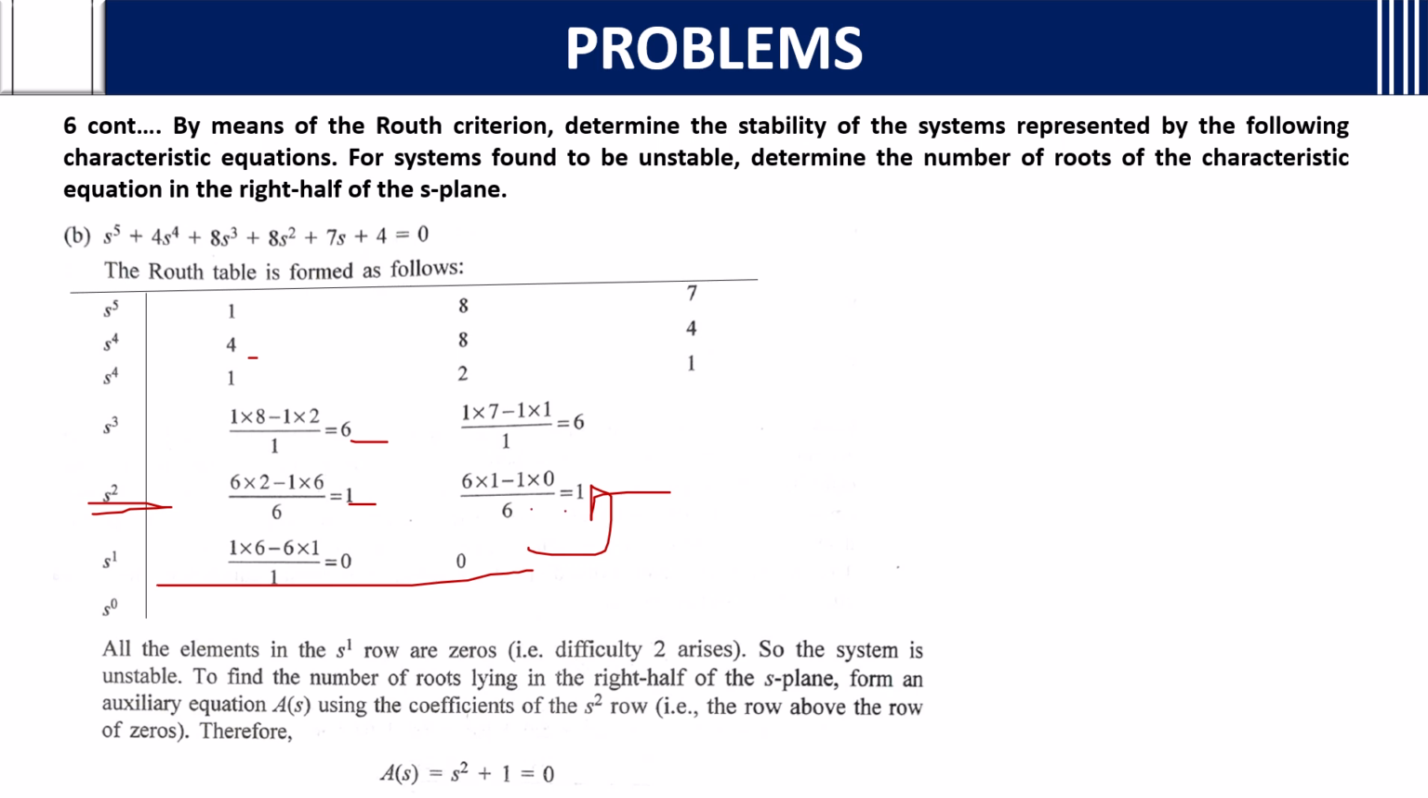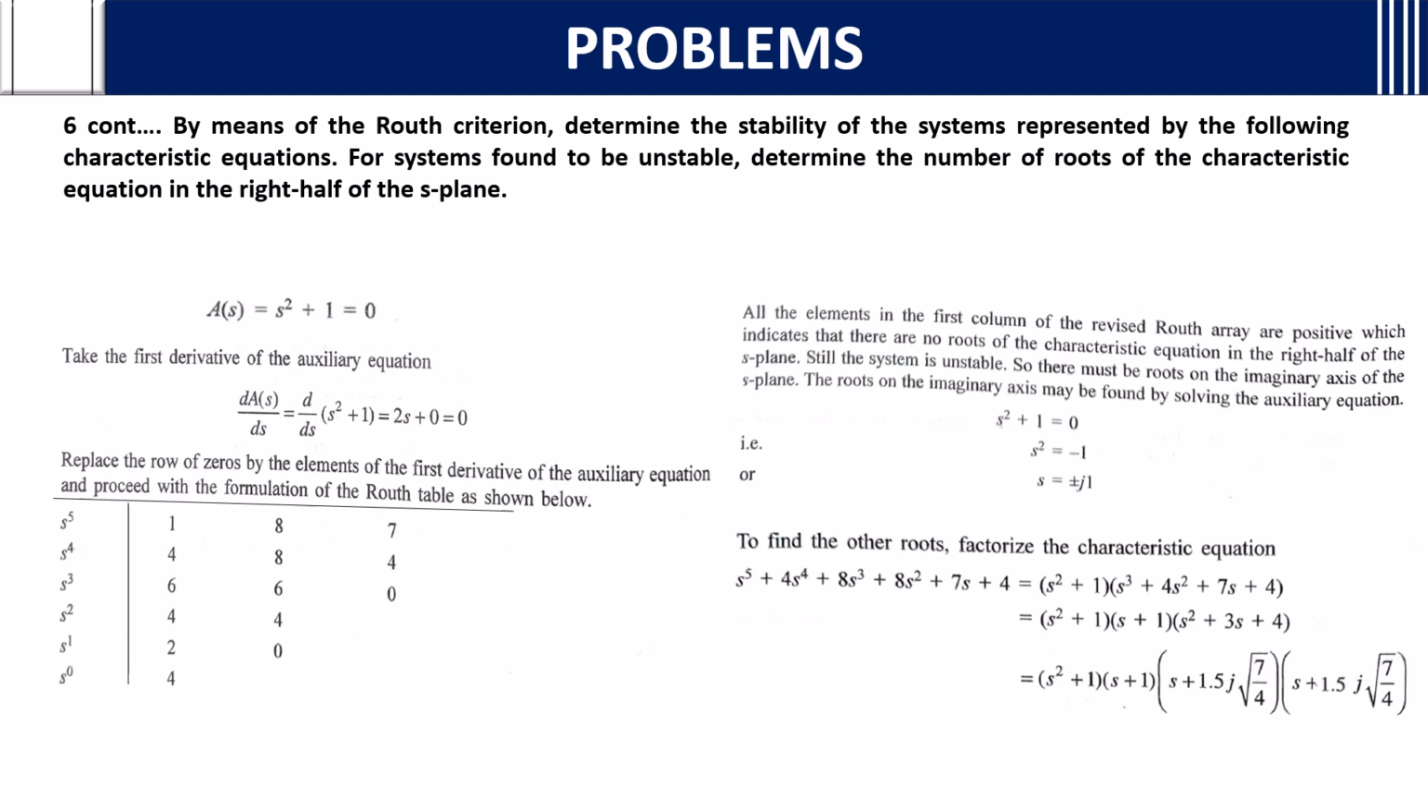S power 0 is 1 anyway, so s square plus 1 is equal to 0 is the auxiliary equation. From the auxiliary equation, if you differentiate, you will get 2s plus 0. So these coefficients you will place where you got 0. Okay, 2 and 0. After writing 2 and 0, you will get 4 into 8, 8 minus 4 by 2. You will get 4 as the answer.